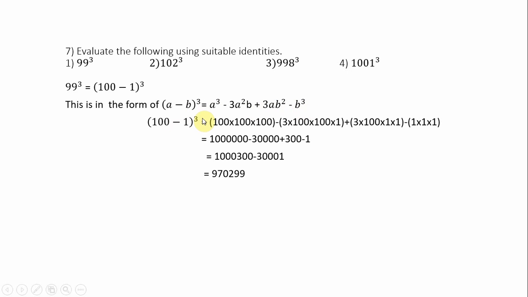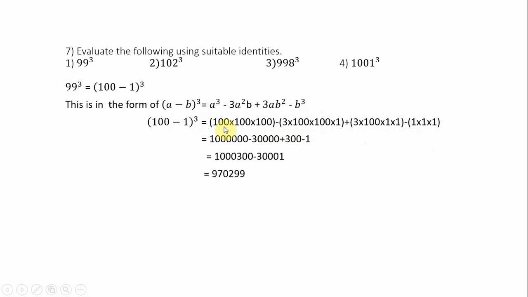Now 100 minus 1 whole cube is equal to a cube, which means a is to be repeated 3 times. So 100 into 100 into 100, minus 3a square b. 3 into a square means 100 into 100, and b means 1 time, plus 3ab square. So 3 into 100 into 1 into 1, minus b cube, 1 into 1 into 1.